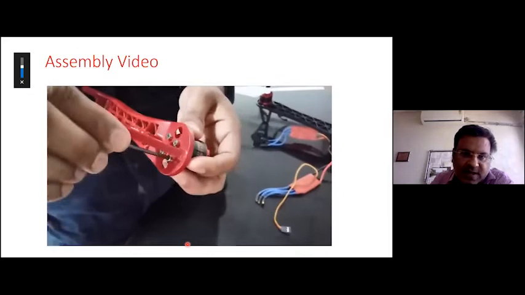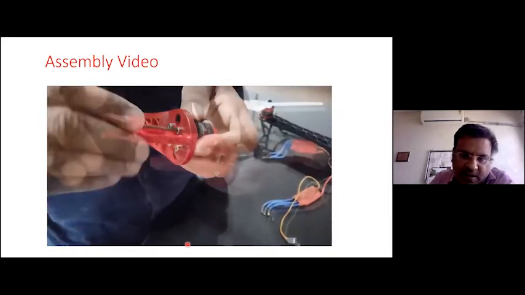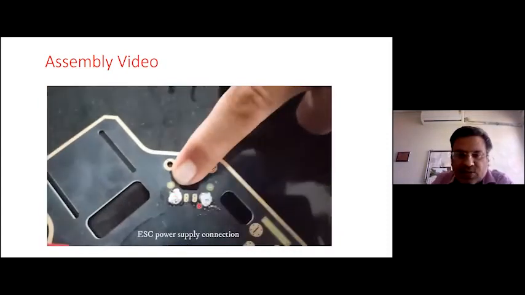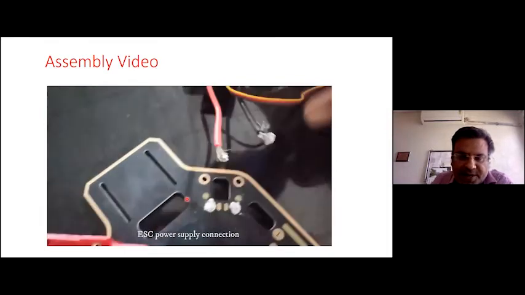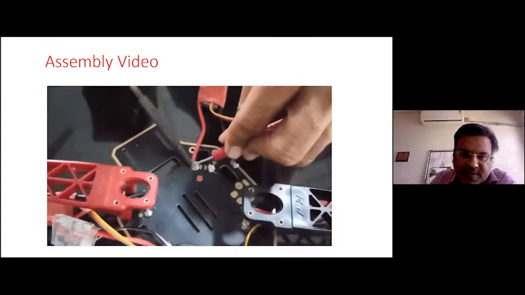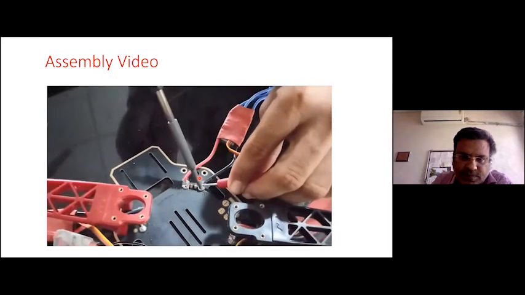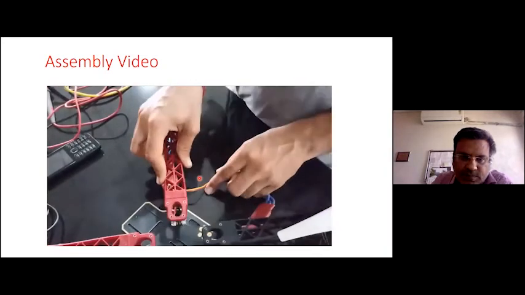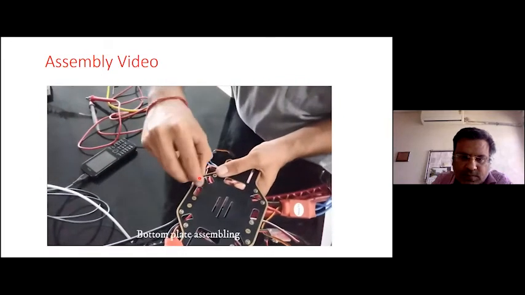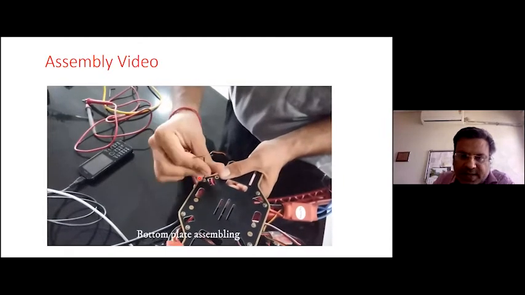Now, first on the frames, we are assembling the BLDC motor. Then this one is the lower circuit, and this circuit is going to be connected to give the connection to all the ESCs. Now I'm connecting the ESC with the power supplies. So 4 motors and 4 ESCs are connected.